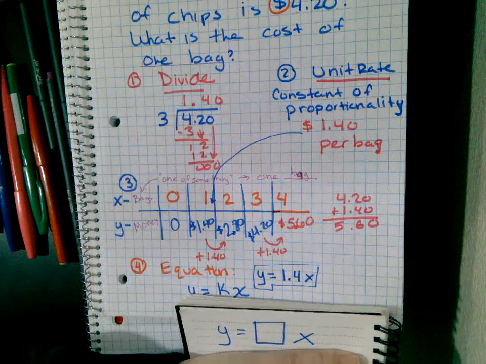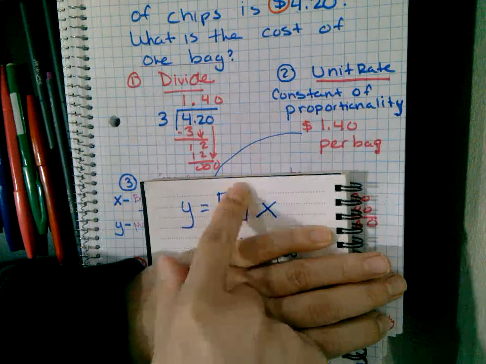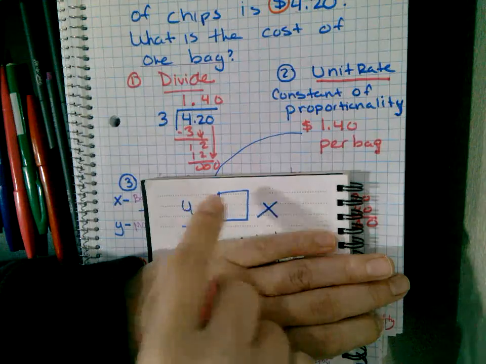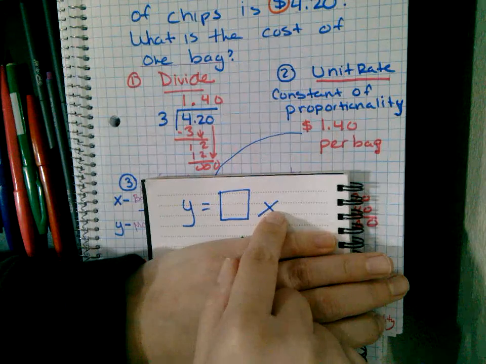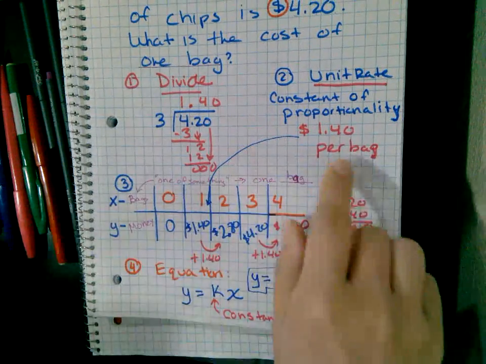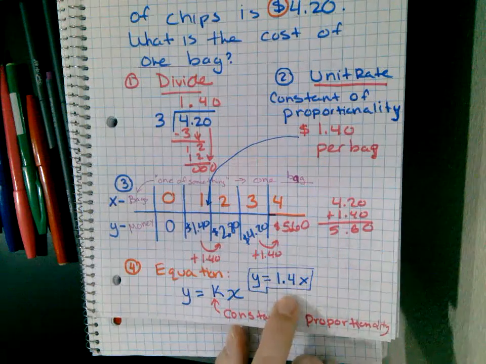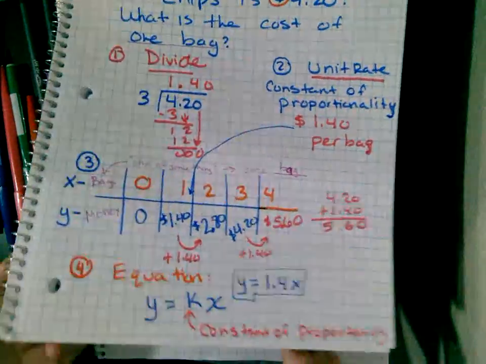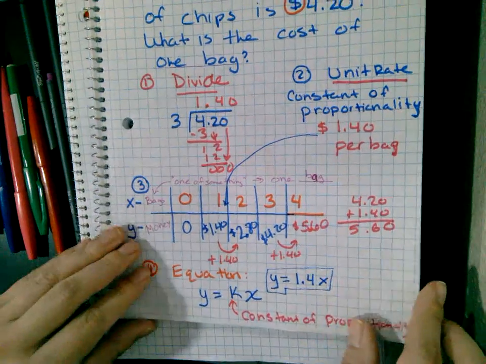When you're writing the equation, you're always going to start with Y equals, then a number. This number is the one that keeps changing. When you write your equations, it will always be in this format. Y equals the number and then X. You're always going to start with Y. You're always going to end with X. This is the number that keeps changing. What is this number I'm going to put in the box? Whatever your constant of proportionality is. In this situation it is 1.4, so that's what I did. Y equals 1.4X. So it's always in this format of Y equals KX. Just K is your unit rate. Okay?